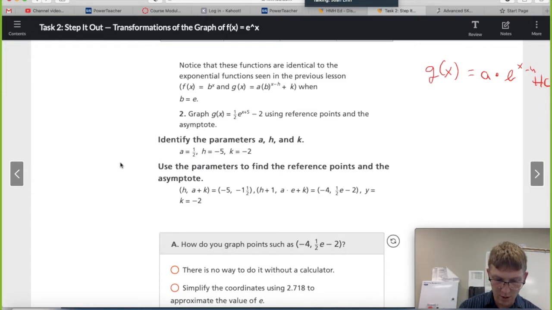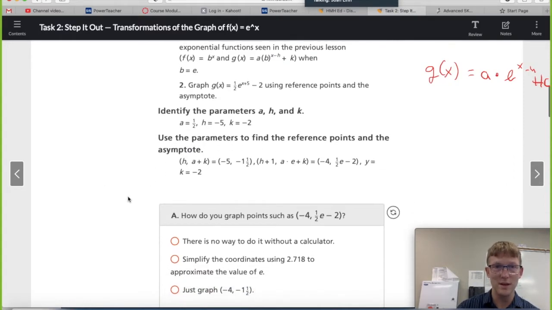So we've got our parameters, and then with those we can go through and graph. Use the parameters to find the reference points and the asymptote. So the asymptote is the easy one. That's our k. K equals -2. Our asymptote is going to be y equals -2. Right there.